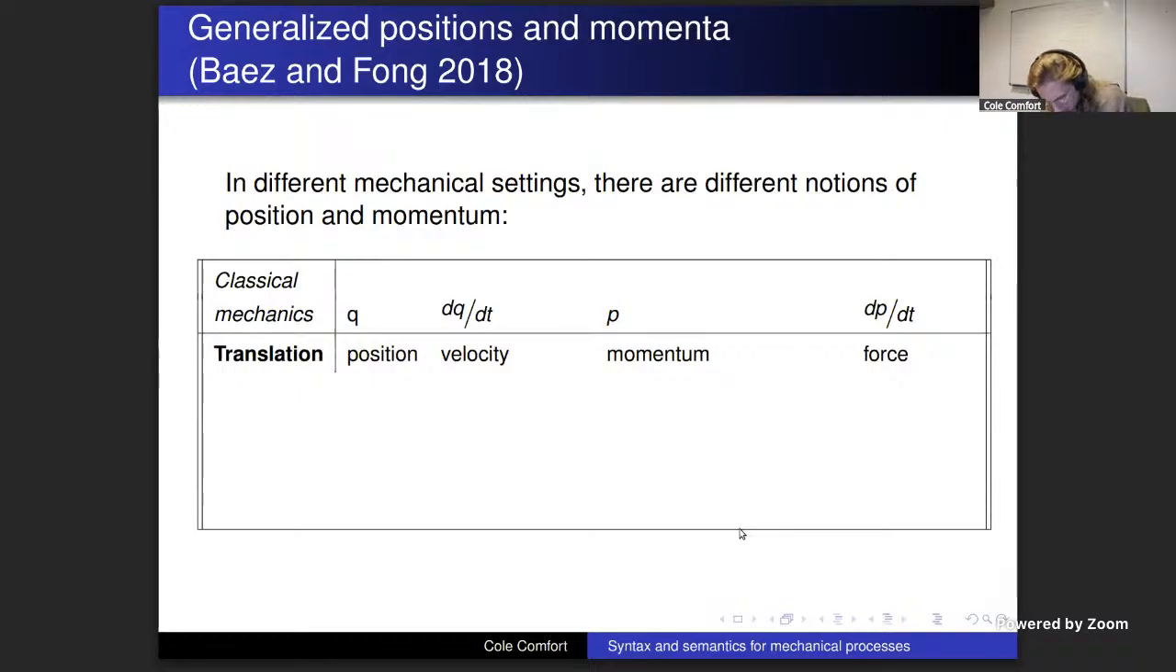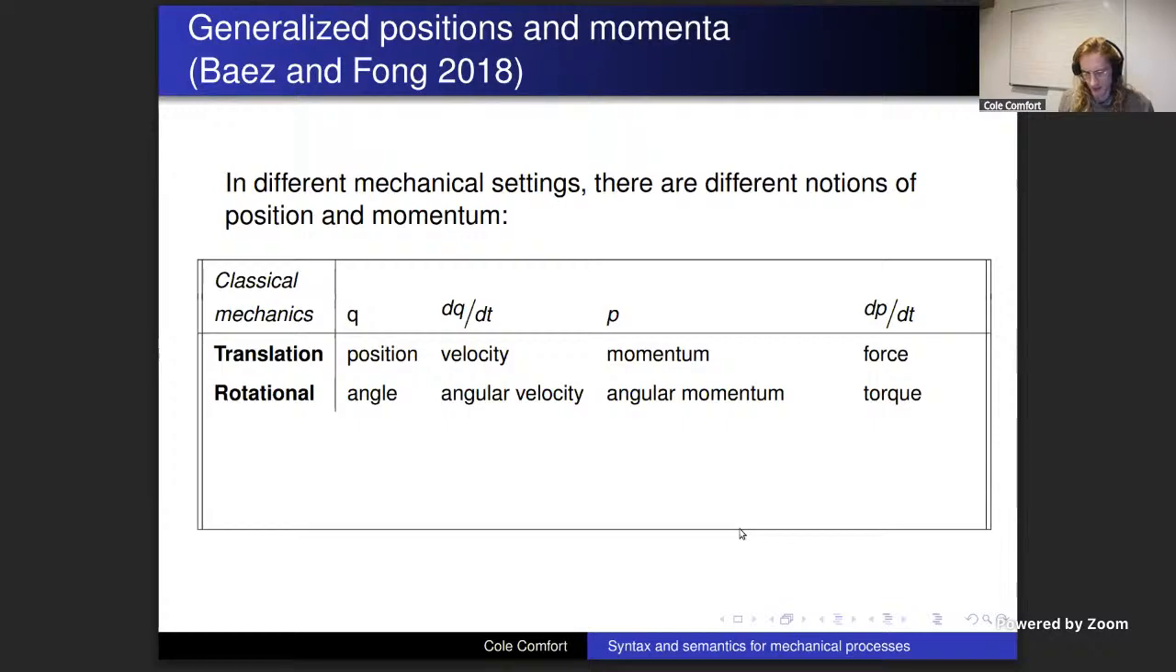And in physics, position and momentum can take various different forms. So I took this table from John Baez's and Brendan Fong's paper. So in the example I was trying to sketch initially, the position is usually denoted by Q, and the momentum by P. And the derivative of position with respect to time is called velocity, and the derivative of momentum with respect to time is called force. And in this rotational example, Q is called the angle, the position is the angle. The derivative of this is angular velocity. P is angular momentum, and the derivative of angular momentum with respect to time is torque.